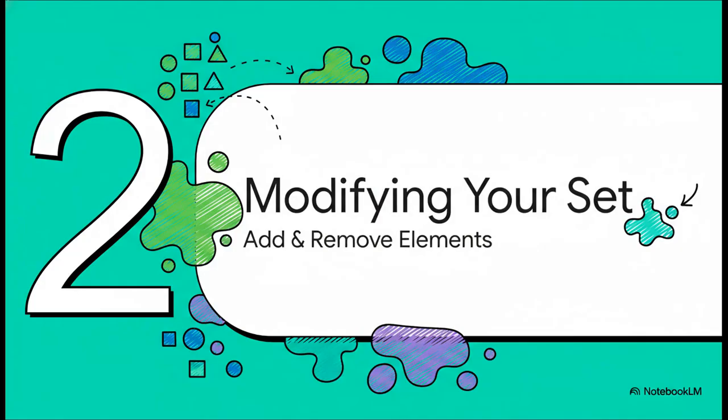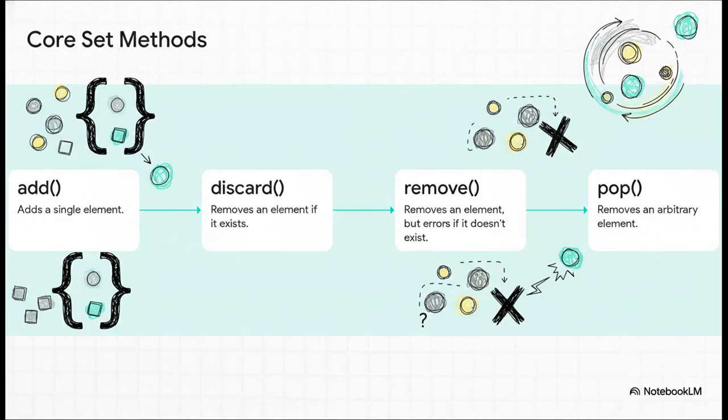Of course, sets aren't just static. You can easily add and remove elements once you've made one. So let's take a quick look at the most common ways to do that. So here are the 4 big ones. Add is simple. It just adds a new element. Pop removes a random element. You don't know which one you're going to get.